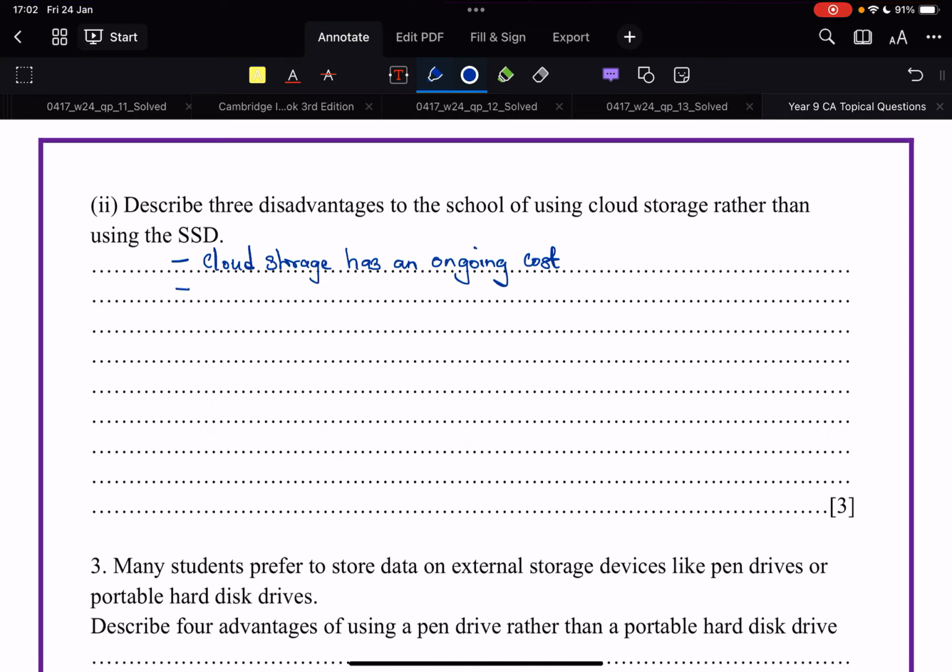Another one I want to talk about is that the school must have a reliable internet connection to store data.